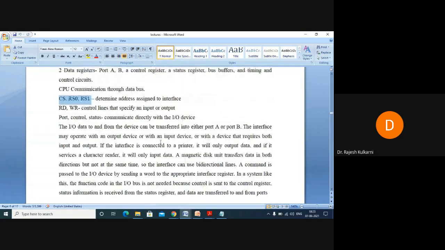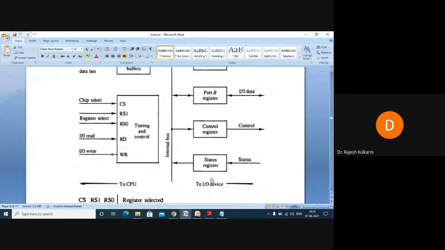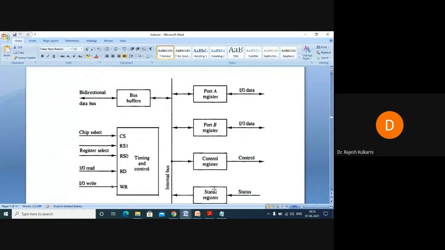Now those read and write control lines specify whether it is input or whether it is output. Now, whether it is port, control, or status, they directly communicate with the IO devices. Understand? You can visualize your IO devices somewhere here, and your CPU somewhere. By visualizing this, you can also know that the CPU will communicate with the devices through this bus.